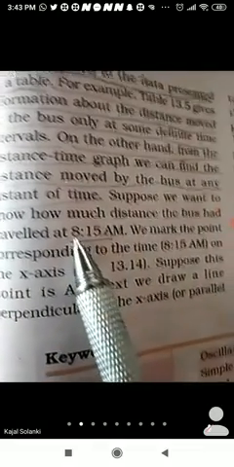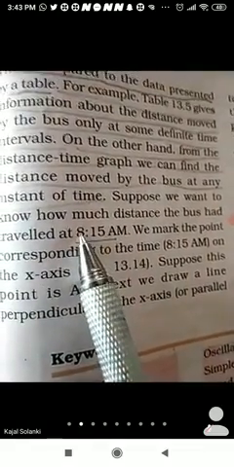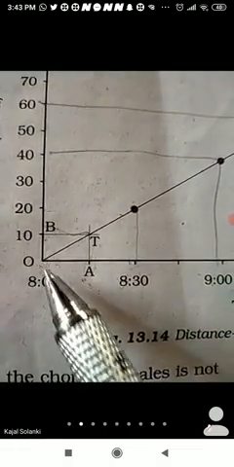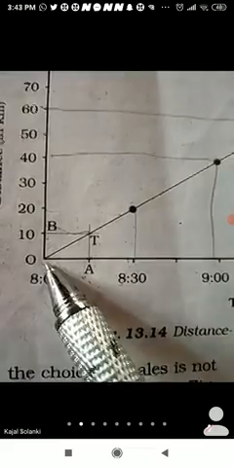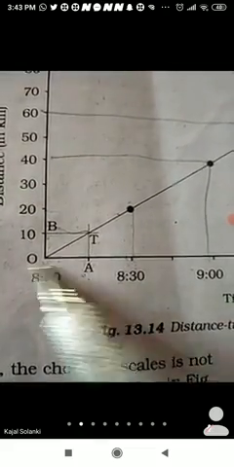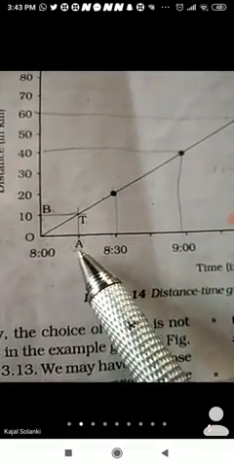जैसे कि यहाँ पे पूछा है कि at 8:15 what is the distance covered by the bus. So from the graph you can easily find here 8 o'clock मतलब starting point जो origin है, वहां से 8:30 का टाइम था. ओके, आधा घंटा का ड्यूरेशन. But we want the position at 8:15.